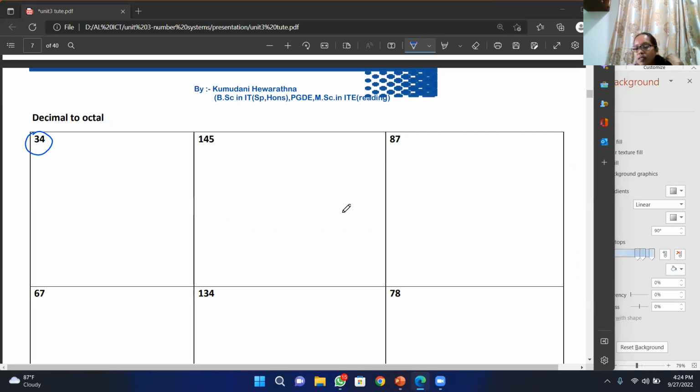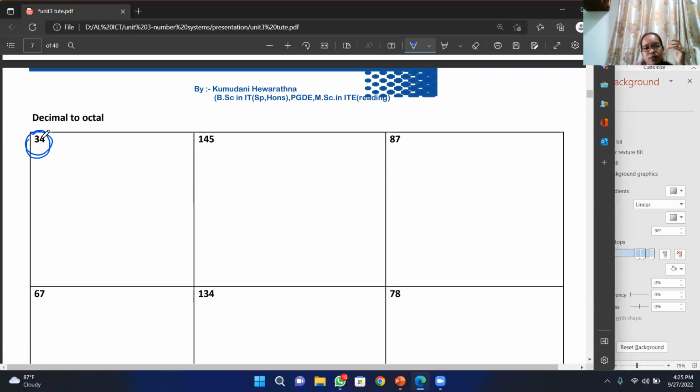Those who have joined now, we are doing the number conversions. We completed the first conversion type, that is decimal to binary. And now we are in decimal to octal, the second kind of conversion type, right? Decimal to octal. So we are on page number 7 of the tutorial. So you have to do this one now. Just convert this 34 into octal.